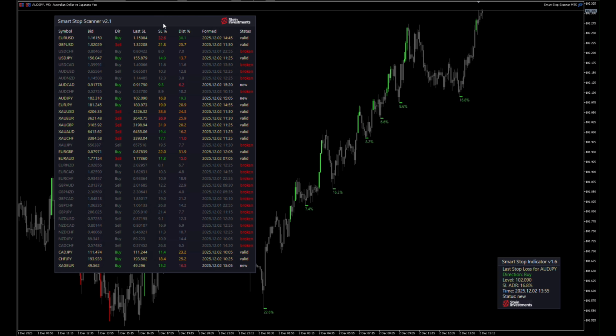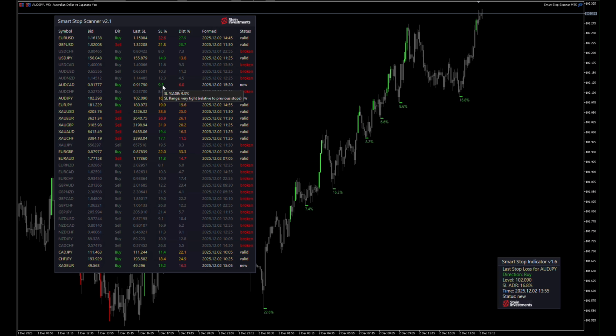Why is the SL %ADR so important? Each stop level is normalized by ADR and classified into very tight, tight, medium, wide or very wide. This allows you to instantly see, is this stop efficient enough for a good risk and reward? Is it too wide for a clean entry? Or is the move already overstretched? And the best part, the classification is statistical. It adapts to each symbol individually.